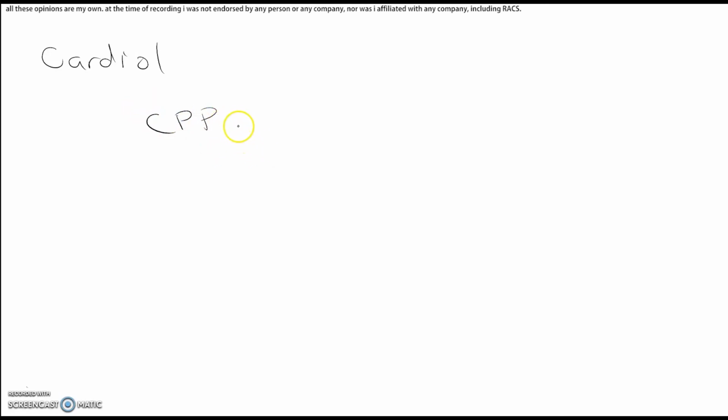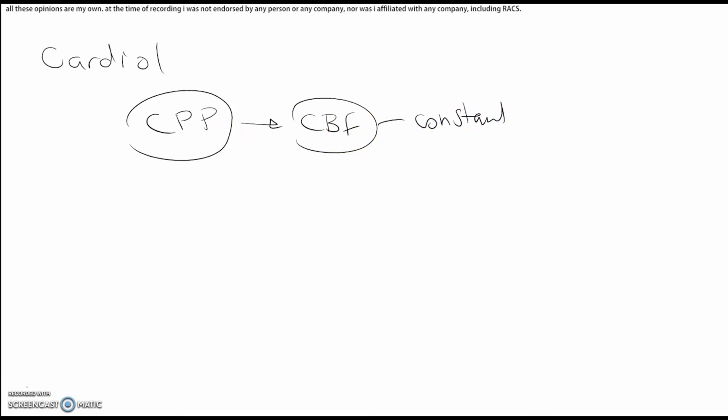So CPP is a major determinant of our cerebral blood flow, and autoregulation of this cerebral perfusion pressure ensures that our cerebral blood flow remains constant over a wide range of MAP. This means that no matter what we're doing, hopefully within reason, our brain receives the same amount of blood flow throughout all of our different activities and postures, whether we're supine, standing, etc.